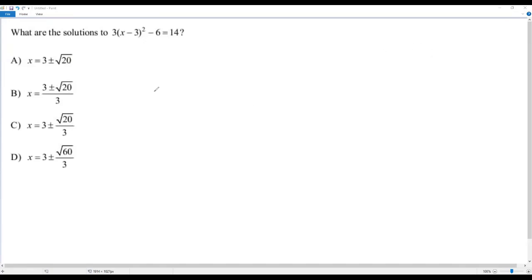Sure, we have a SAT math problem. Okay, let's go to the question. What are the solutions to 3 times (x − 3) the whole squared − 6 equals 14? Okay, here we have to solve the equation.